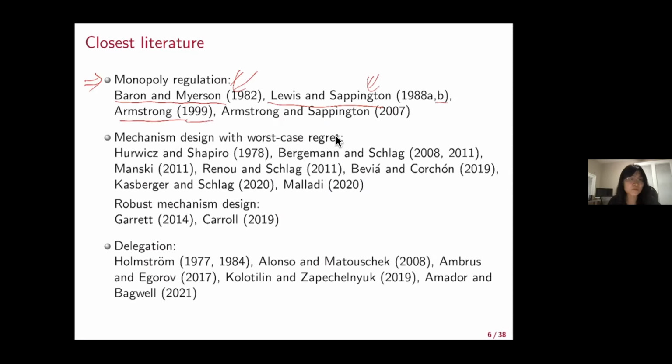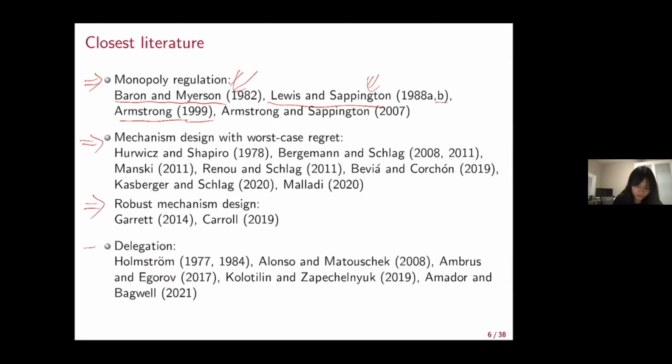The same for Armstrong. In our paper, the type space of the firm is much larger, and we also take a non-Bayesian approach by looking at the policy that minimizes the worst-case regret, which brings us to this second strand, mechanism design with a worst-case regret approach. We also contribute to the growing robust mechanism design literature.